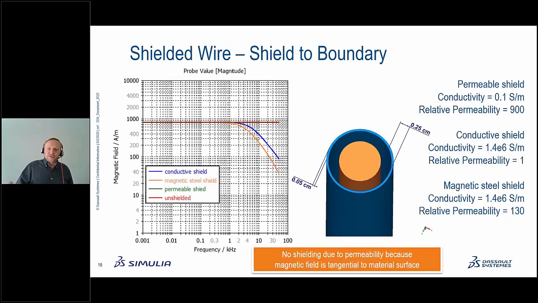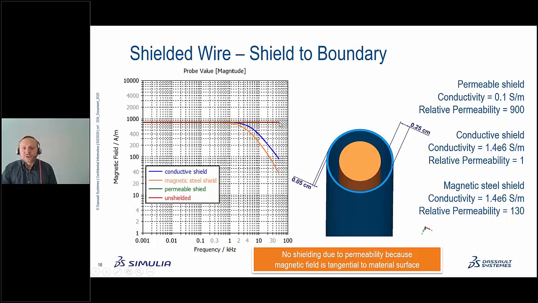So this was, let's say, for a wall. Now if we do it for a wire, we have an inner conductor and a shield around the wire. I do the same thing, with the same types of materials: a conductive material, a permeable one, and a material which has both. A surprising thing is that if we put a purely permeable shield around the cable wire, we see no shielding effect at all.